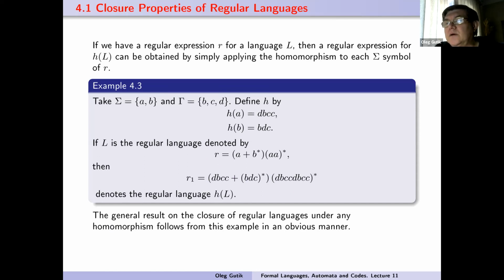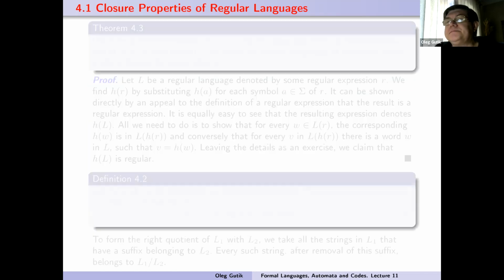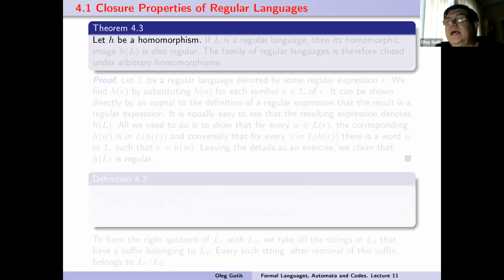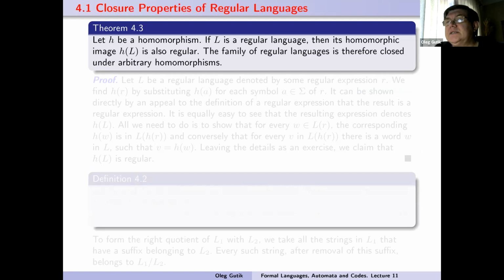The general result of the closure of regular languages under any homomorphism follows from this example in an obvious manner. Theorem: let h be a homomorphism. If L is a regular language, then its homomorphic image h(L) is also a regular language. The family of regular languages is therefore closed under arbitrary homomorphisms.